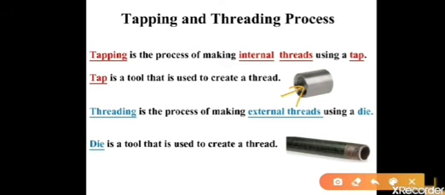The next process is threading. Threading is the process of making an external thread using a die. This is the external thread that has been created using a die. And what is a die? A die is a tool that is used to create a thread externally. So this is the basic overview of the process that we follow to create a thread.